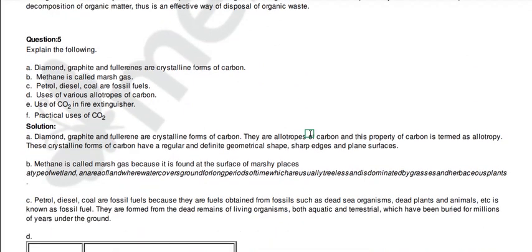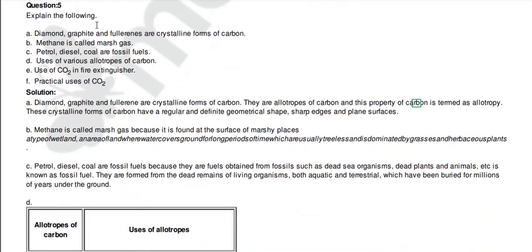A. Diamond, graphite, and fullerenes are crystalline forms of carbon. B. Methane is called marsh gas. C. Petrol, diesel, coal are fossil fuels. D. Uses of various allotropes of carbon. E. Use of CO2 in fire extinguisher. F. Practical uses of CO2.